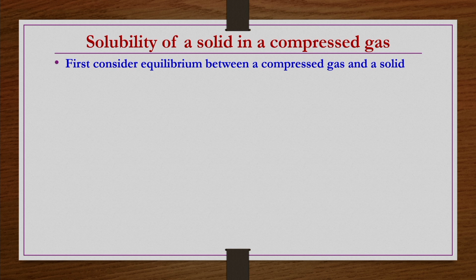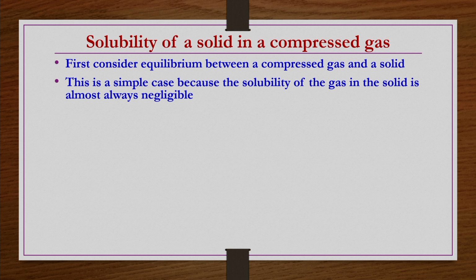First consider equilibrium between a compressed gas and a solid, and this is a simple case. In general, when there is a compressed gas and a solid, gas dissolving into the solid is very rare. The solubility of gas in a solid phase is almost 0, whereas the solid may be dissolving in the gas phase, especially if the gas phase is under high pressure compressed gas conditions.